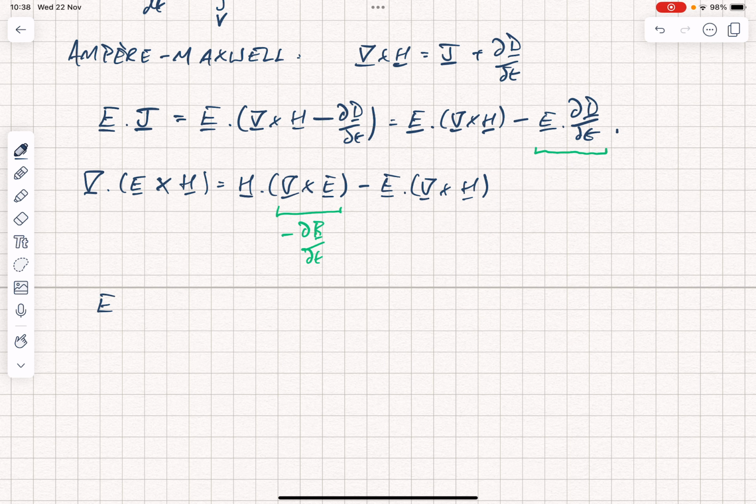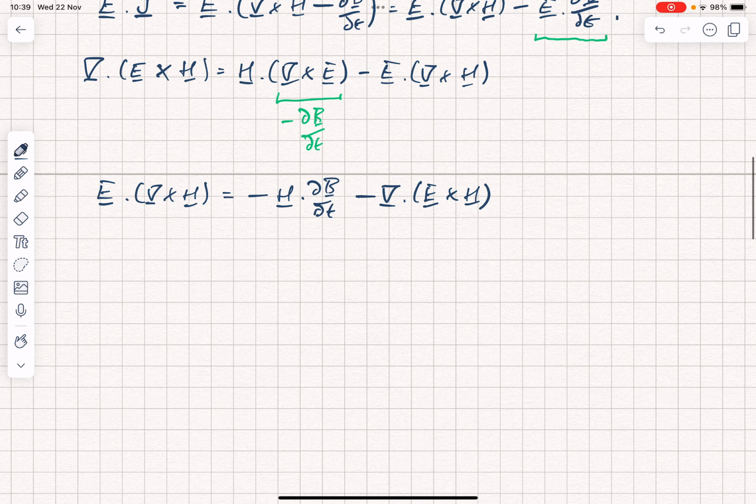We find that we have E dotted with the curl of H is equal to minus H dot dB by dt minus the divergence of E cross H. And we're going to be okay with that. That final term on the right may look a little bit awkward, but it's involving the fields crossed together. We're not taking any curls, and therefore things are moving a little bit in the right direction.